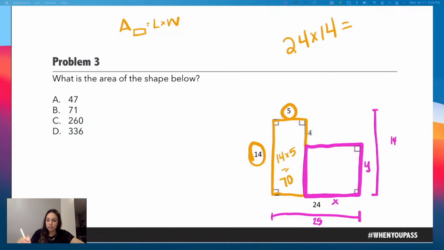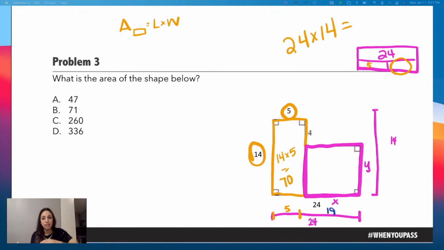So I'm going to take my whole, which is 24, and then I know that part of my whole is 5. So my other part is going to be 24 minus 5. 24 minus 5 is 19. And that makes sense because 19 plus 5 is going to give me a whole length of 24. So this side right here is 19, which means this side is 19.